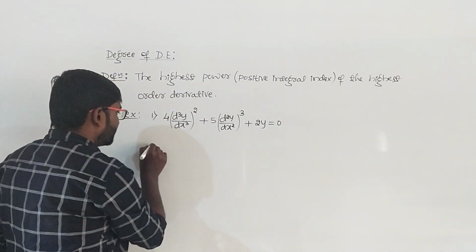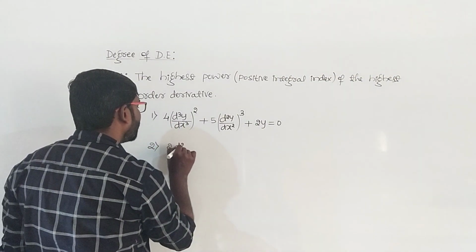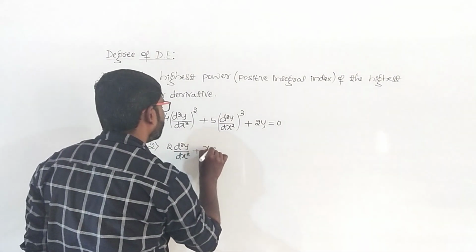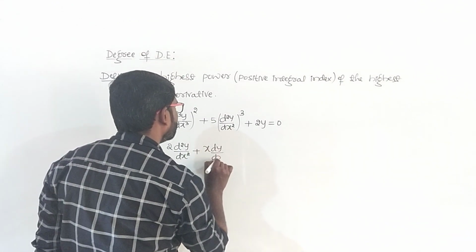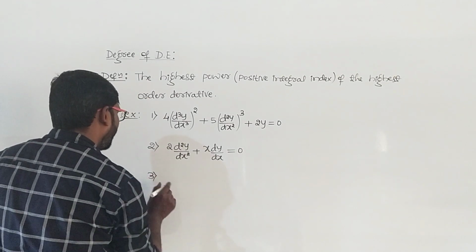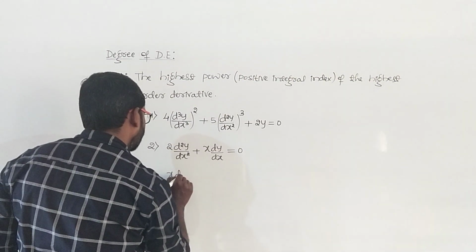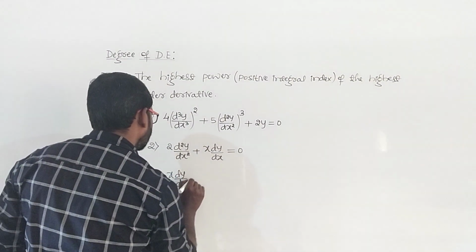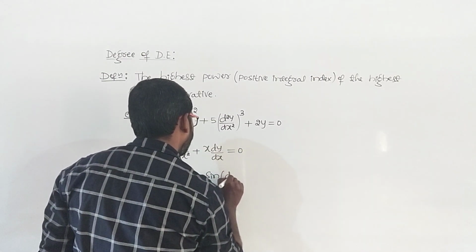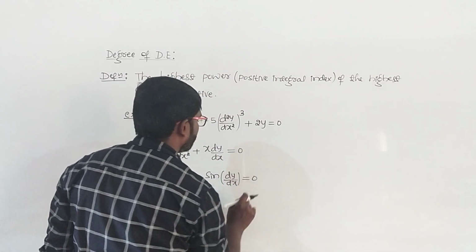And then we'll take another example. It is 2 d square y by dx square plus x dy by dx which is equal to 0. Then we'll consider one more example: x dy by dx plus sine of dy by dx which is equal to 0.